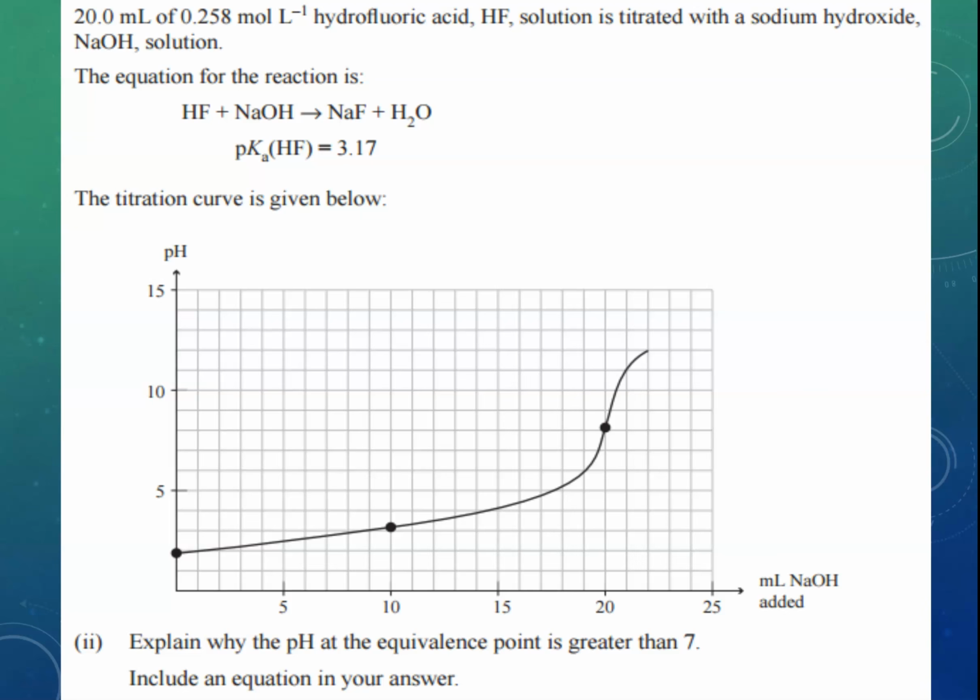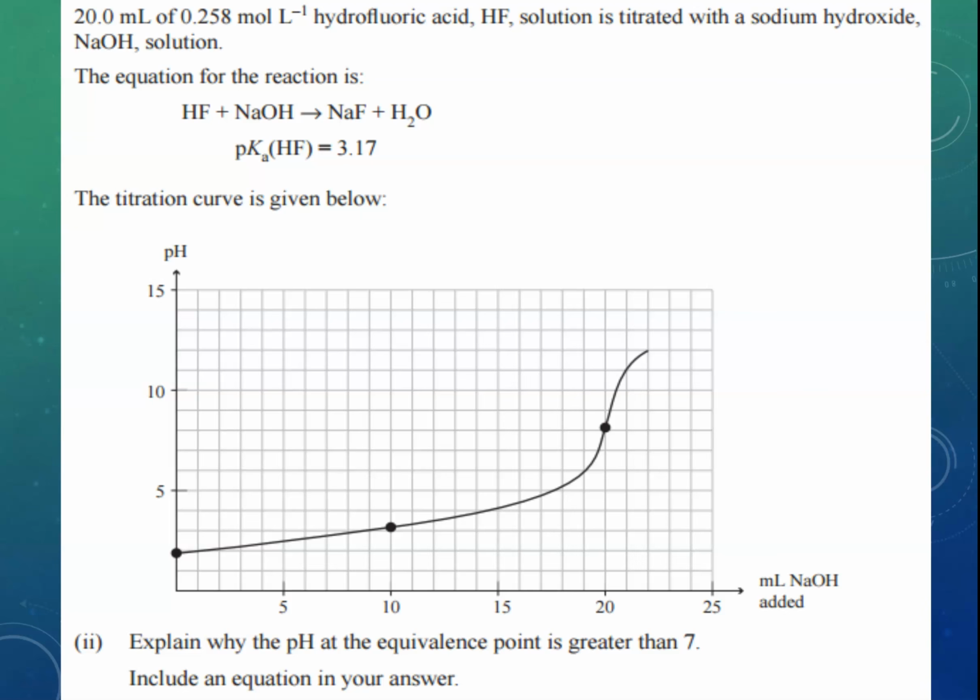So here's another example. In this case, this one I think was 2015. We've got 20 mL of hydrofluoric acid of a concentration of 0.258 mol per litre, and we're titrating it with sodium hydroxide. The titration curve is shown there, and you can see that the equivalence point, which is marked on the graph, occurs at a pH after 20 mL of sodium hydroxide has been added.